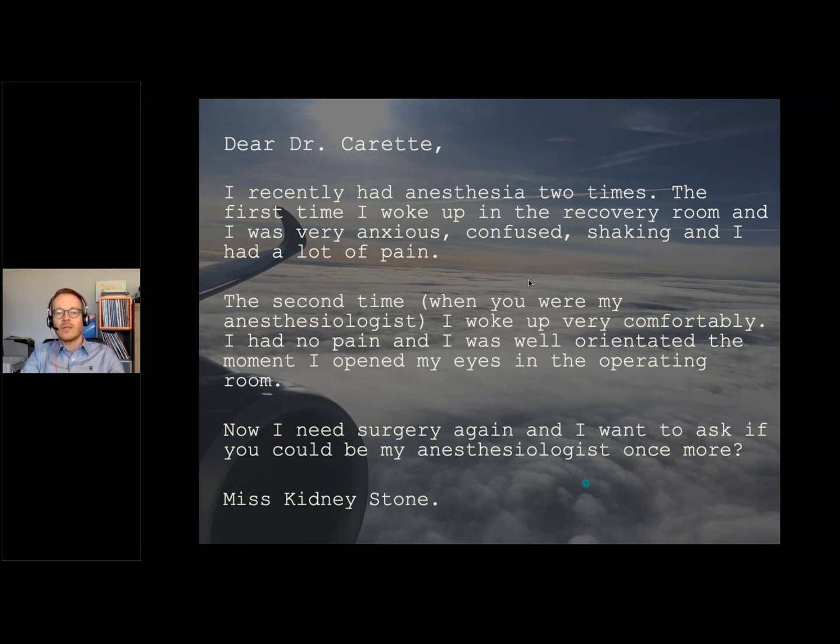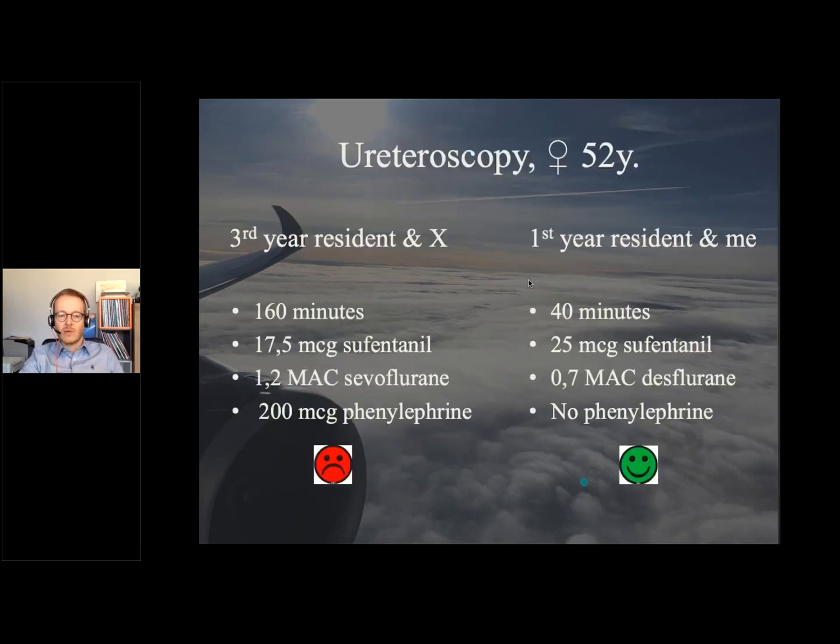Anyway, 1 year ago, I received this email from a patient. She had a really bad experience with an anesthesia, and a few days later she turned up again and she had me as an anesthesiologist, and fortunately for her, that experience was a little bit better. So afterwards, I went into the files to compare both cases. The first case was with a colleague of mine and a third-year resident, and the next case where she was more happy, it was me with a first-year resident.